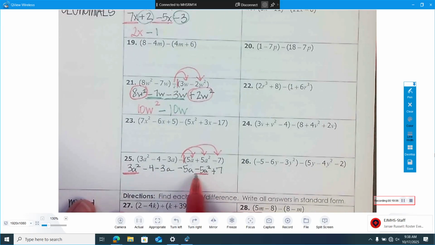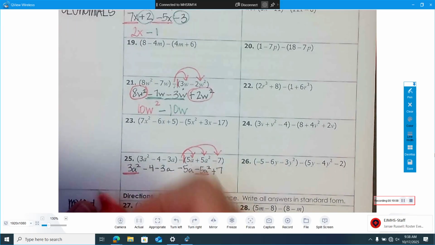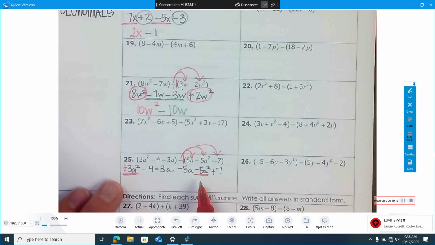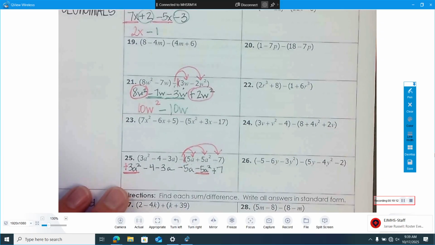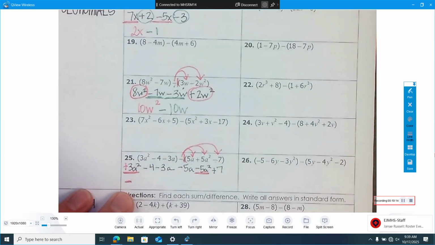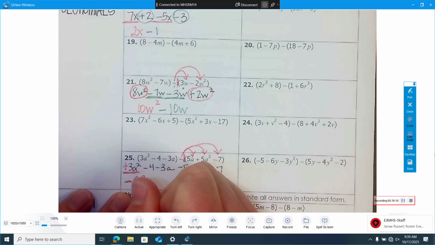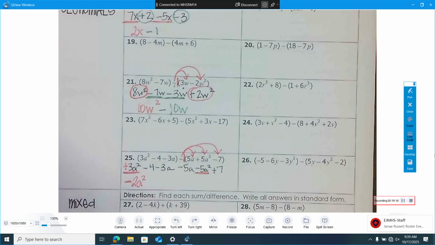3a² minus 5a². +3 and a -5. Who's going to win? Negatives by how many? 2. -2a². Very good. What should I add together next?